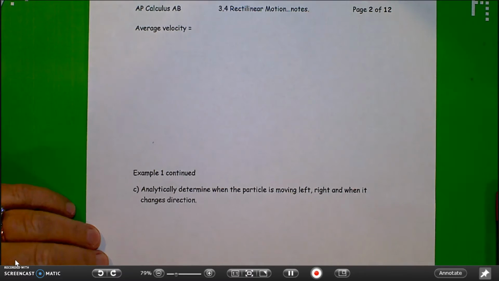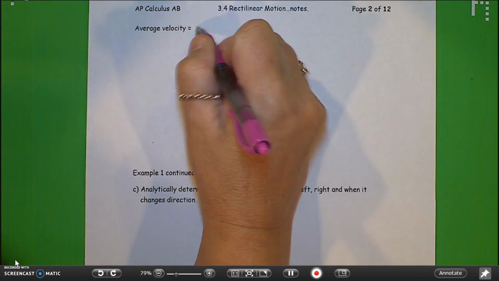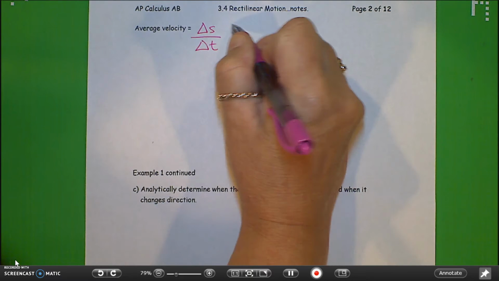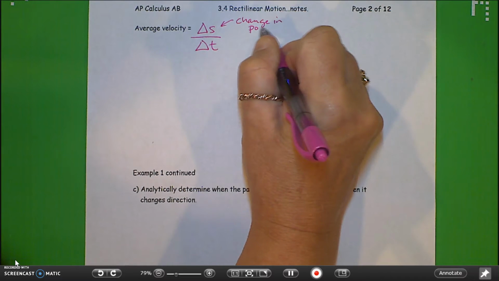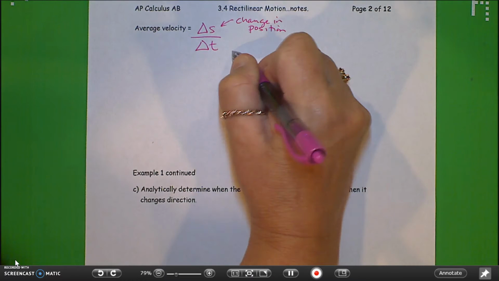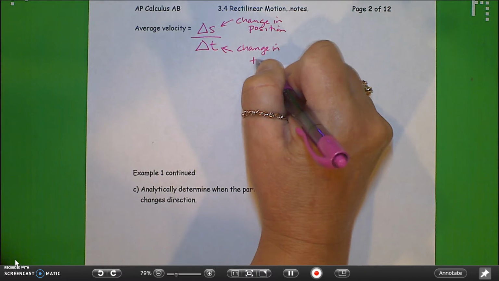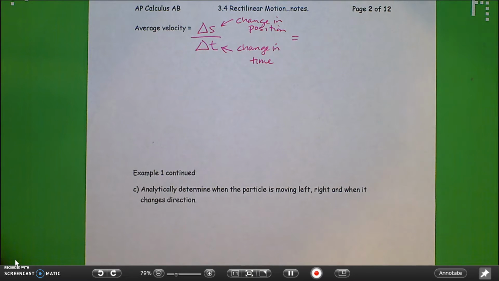Alright, this is notes 3.4, page 2. Alright, so we're talking about average velocity. Average velocity, just think of the change in position over change in time. Okay, change in position divided by the change in time. So it's really just a slope equation, right? The slope of a secant line in between 2 points.